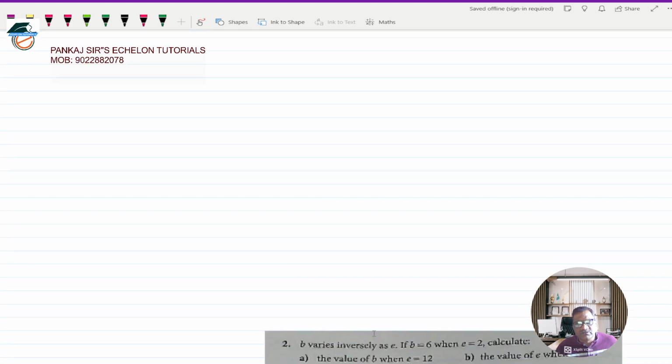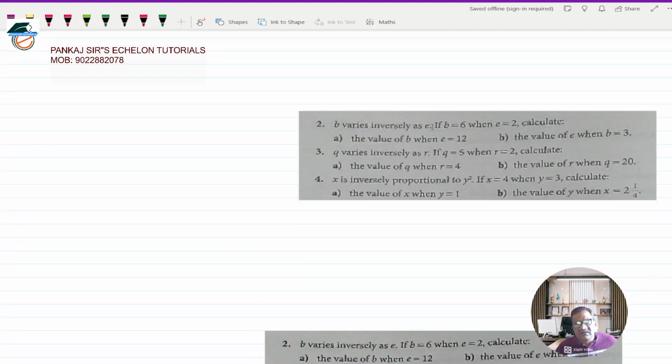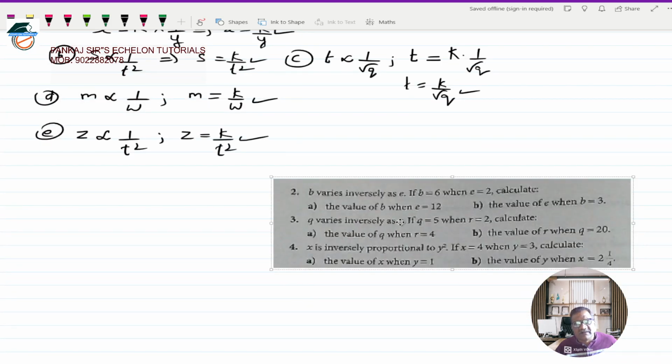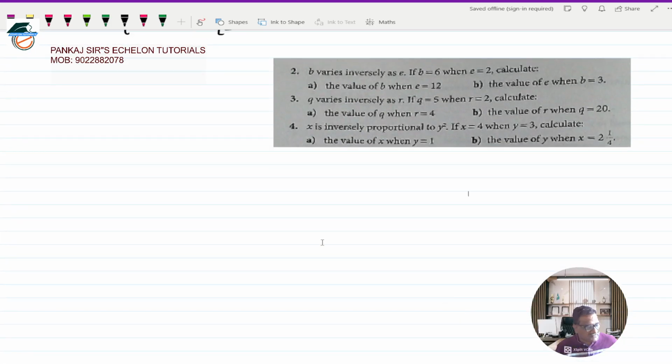Now for question number 2, let us see what is given. In question number 2, he says that b varies inversely as e. It is also given that b is equal to 6 when e is equal to 2. That is given to you, and this is going to help you in finding that k value.